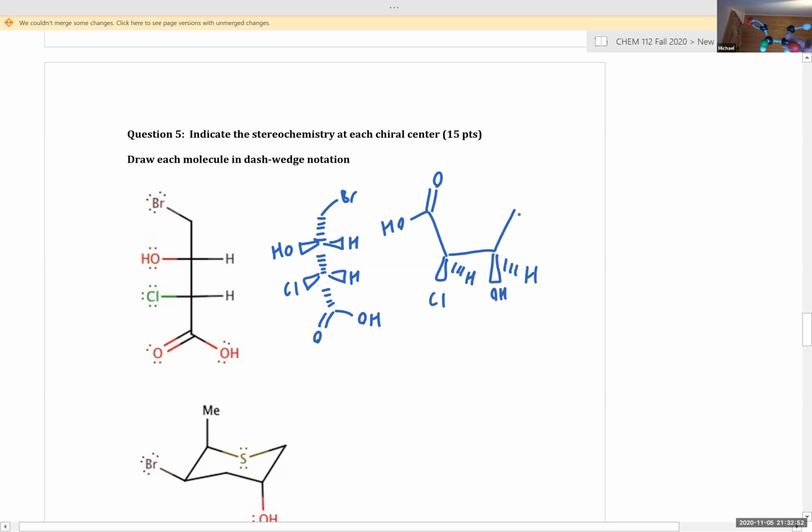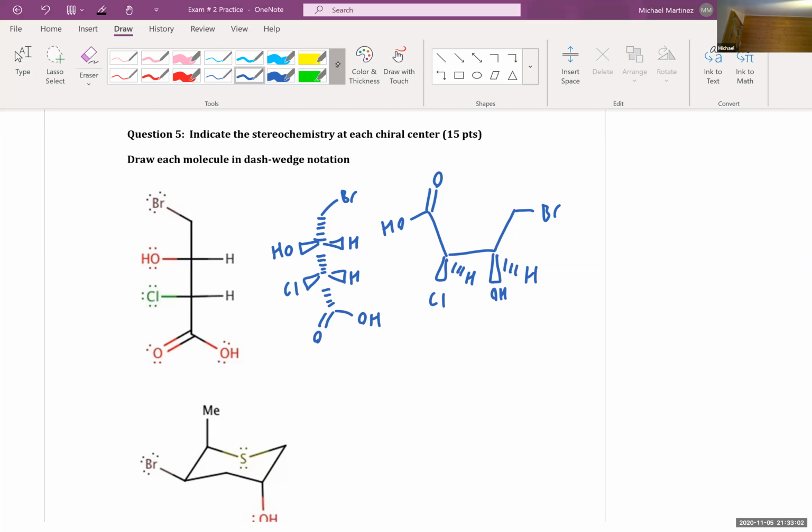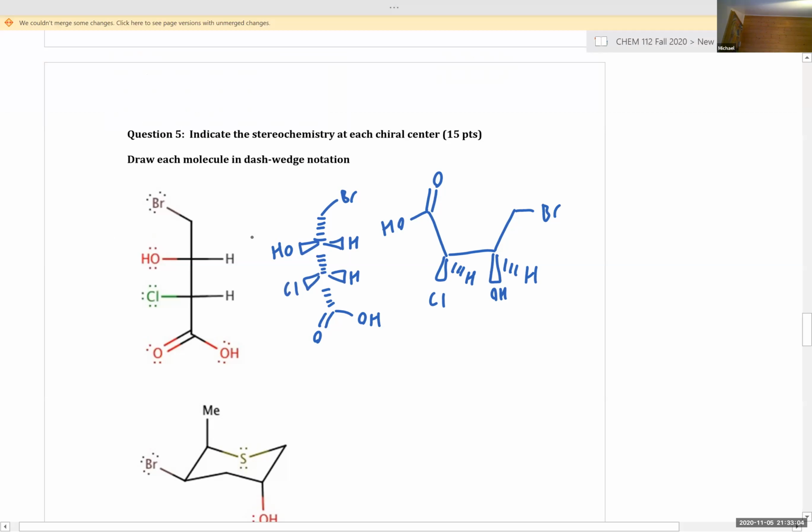So now that we have that set up, we've drawn this structure in dash wedge notation. Now all we have to do is assign our stereochemistry at each center. Chlorine's priority 1. If we look at our adjacent carbon, we have 3 oxygens and a hydrogen attached versus an oxygen, 2 carbons, and a hydrogen. So this group is priority 2. This group is priority 3. Tracing, this first center would be R.